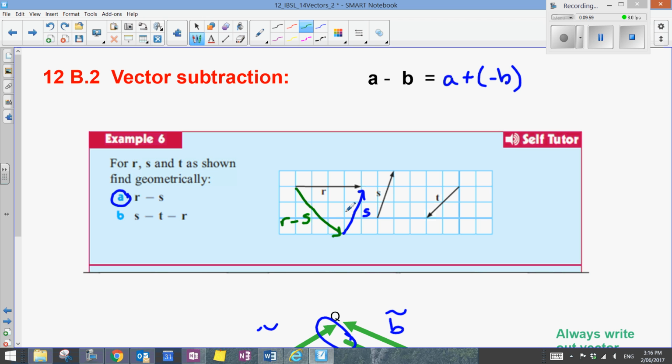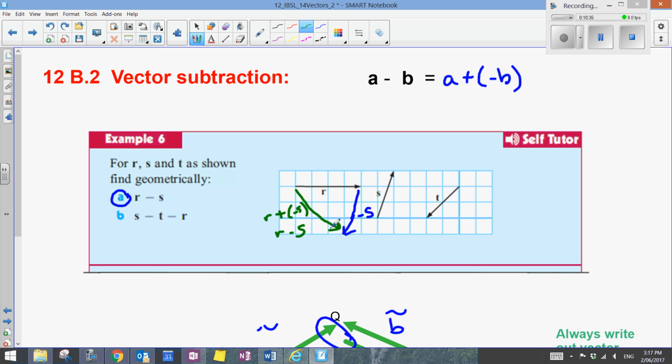Now, similarly, because we know that we are adding the opposite when we subtract, I could also do this situation where instead of having my arrow at this end, I keep my arrow at that end, but then I call this vector negative S. So then when I add these two vectors together, so R plus negative S, I wind up with my resultant vector of R plus negative S, which is also just R minus S.